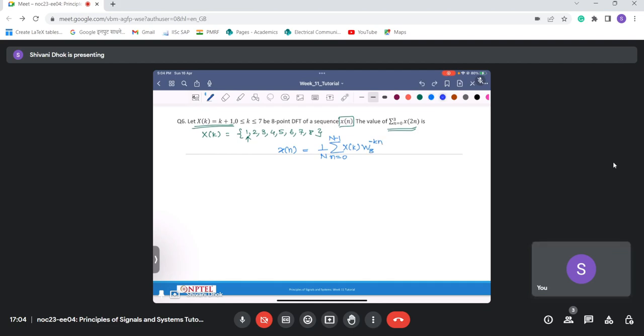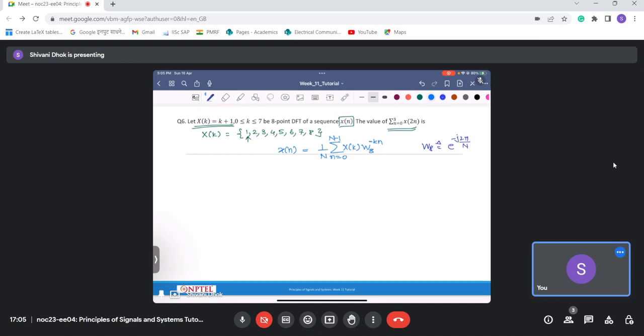Just madam, the W8 notation, is it minus kn or plus kn? Minus kn. Okay. W8 is e power minus j 2 pi by n. So it is defined that way. Okay, right. Yeah, it is defined that way.